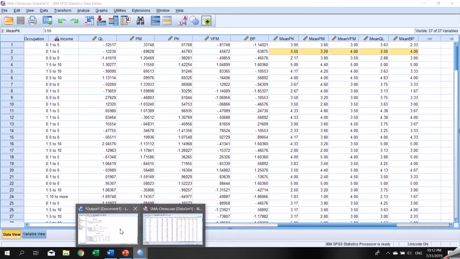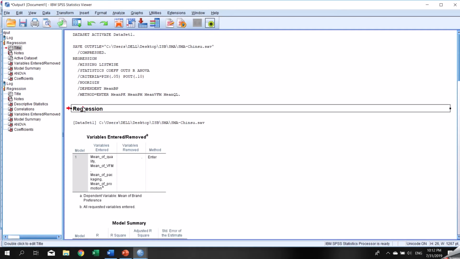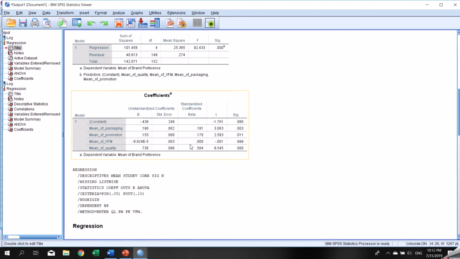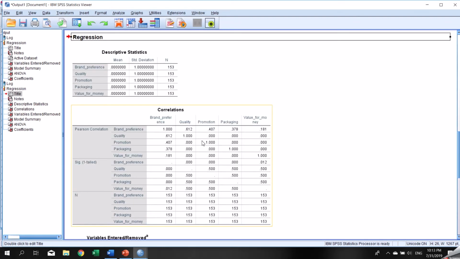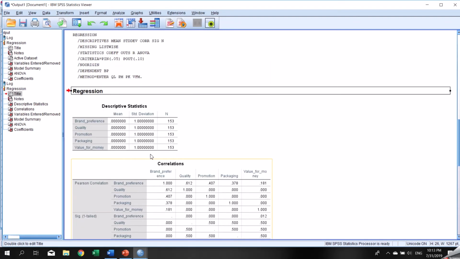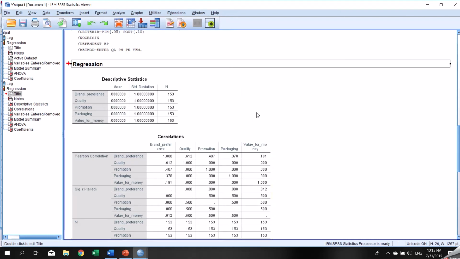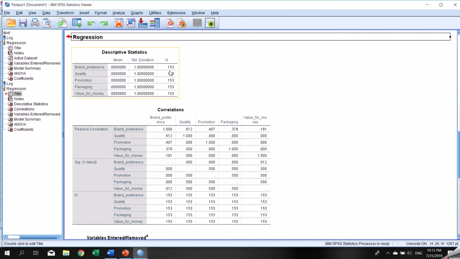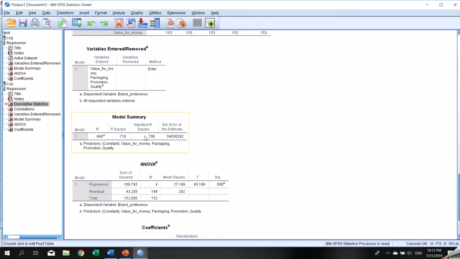And here I already ran it for the two sets. The first regression is for the means, and the second regression is for the variables saved when I did the factor reduction. But here I only interpret this one. Okay, descriptive statistics and correlation are optional. If you did not click on this, it won't appear.